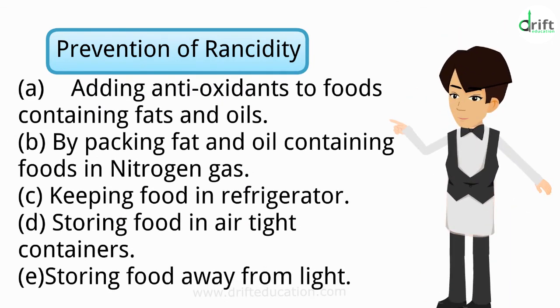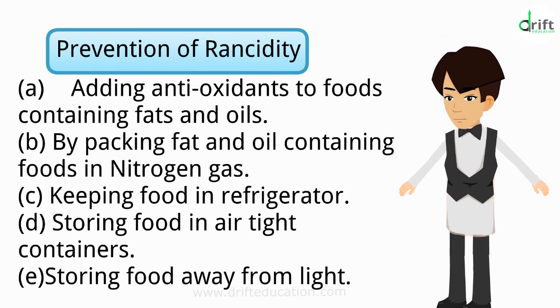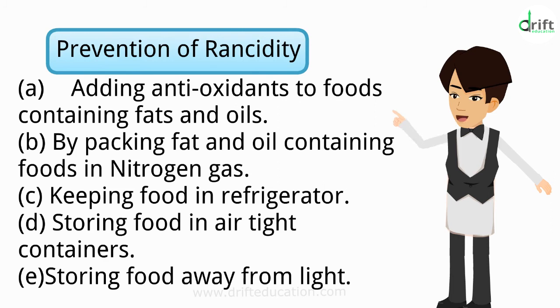Point A. Adding antioxidants to foods containing fats and oils. Point B. By packing fat and oil containing foods in nitrogen gas. Point C. Keeping food in a refrigerator. Point D. Storing food in airtight containers. And point E. Storing food away from light.